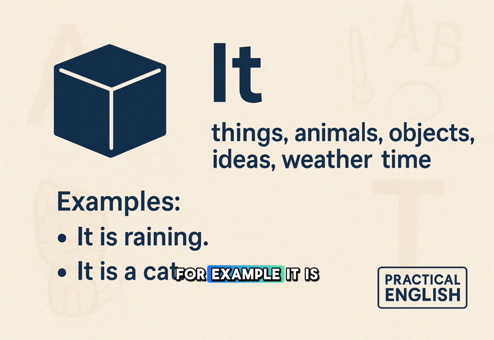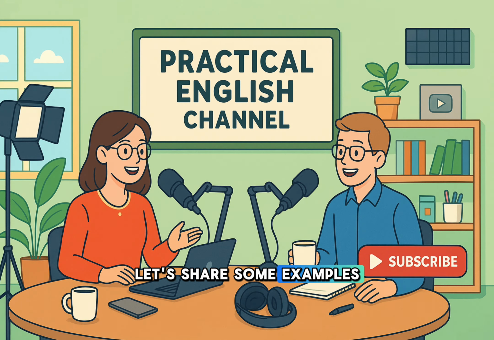For example, it is raining. Or, it is Monday. Right. Let's share some examples. This chair is comfortable. It is my favorite chair. The cat is small. It is very cute. It is cold outside. It is 10 o'clock. So it is really useful in daily conversations.